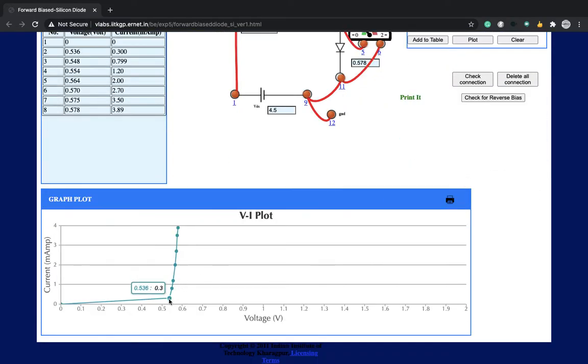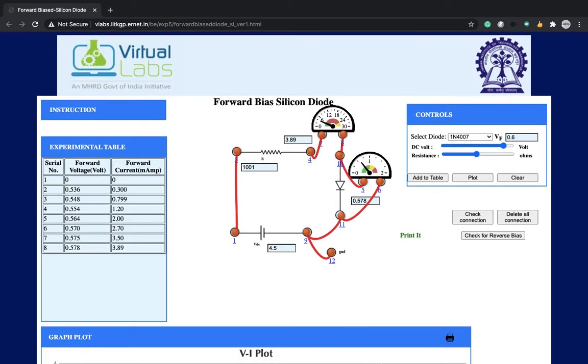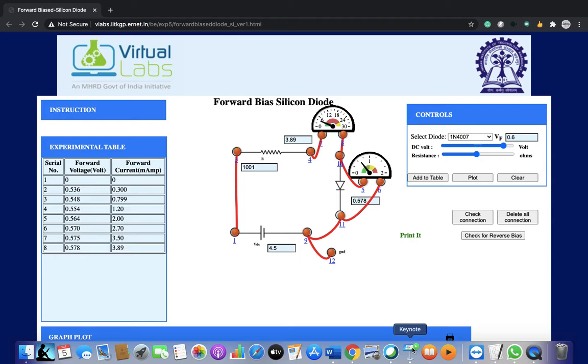I plot it and see. So this is the characteristics of your PN junction diode, and this tells you that it is 0.536 cut-in voltage. Okay. So this is regarding the characteristics of your PN junction diode. Okay. So let me move on to the next part.